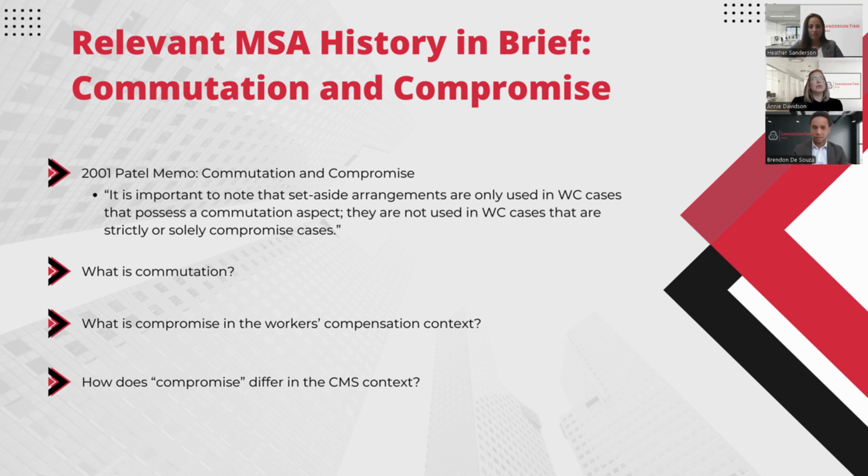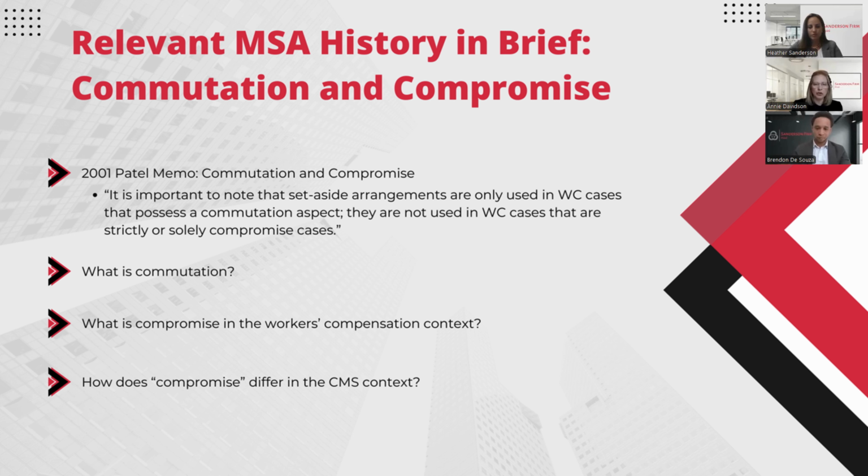But one of the areas where we sort of get into it with Medicare a lot is around commutation and compromise. And if you read the original Patel memo, I have an excerpt in here, he's laying out this idea that future care allocations that are funded happen only in workers' compensation cases that possess a commutation aspect. They're commuting benefits, right? It's an admitted claim. That person is entitled to some amount of benefits, whether those be indemnity benefits and future medical benefits or additional benefits, right?